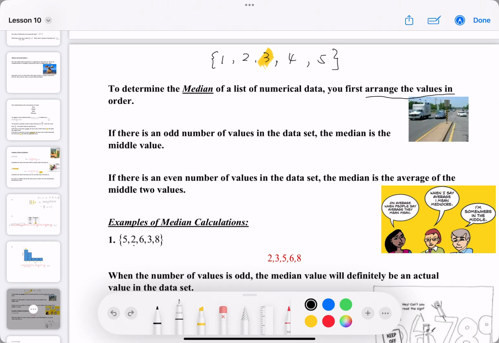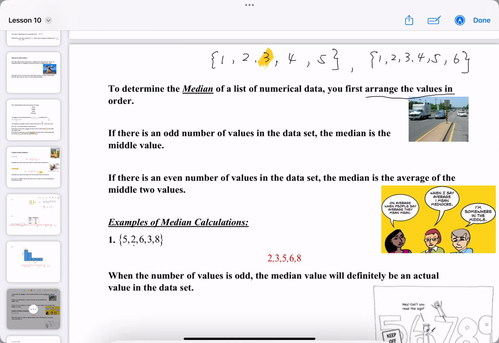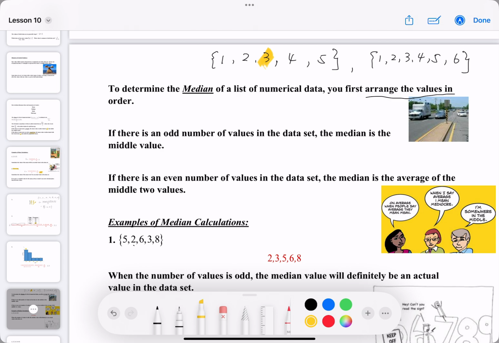Sometimes we are not having 5 data values. We're having more values. For example, 1, 2, 3, 4, 5, 6. We have 6 values. What is the center of this data set? You see, the center of the data set is 3 and 4. Before 3 and 4, we have 2 values. After, we have 2 values. But we are only having 1 value to represent the median. We need to find the average of 3 and 4. 3 plus 4 divided by 2, we have 3.5. So the median is 3.5.